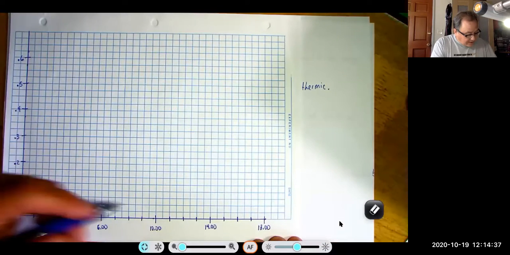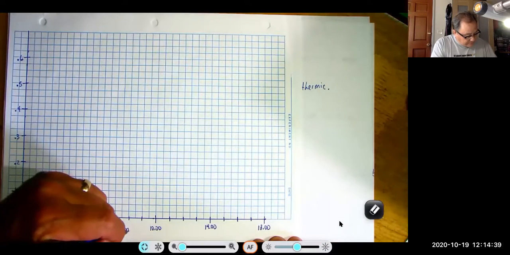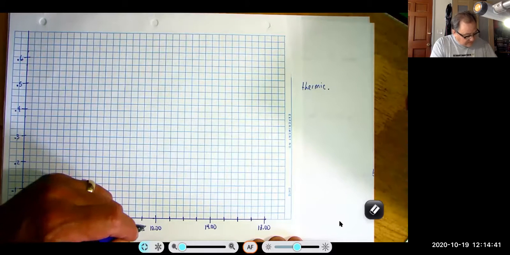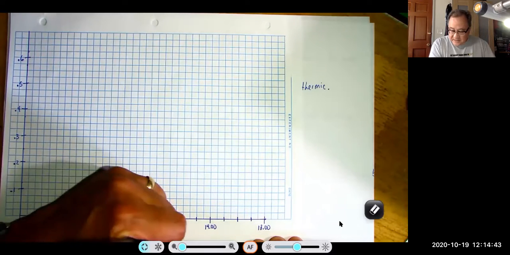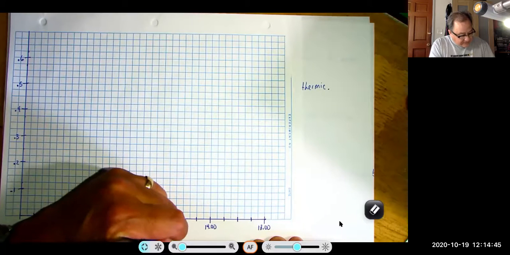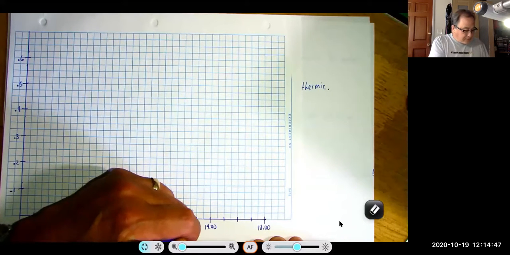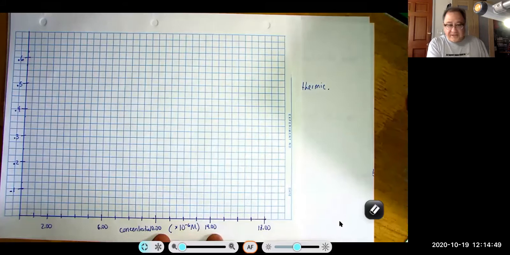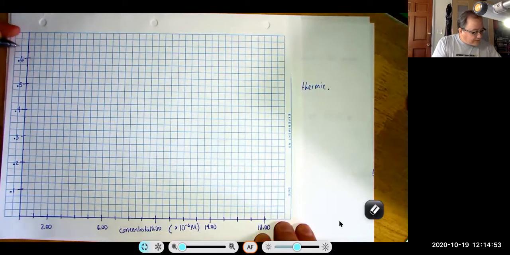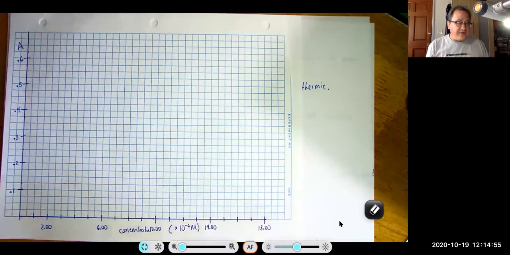Now this is going to be concentration. And I'm going to put times 10 to the minus 6 molar. And so by doing this here, I don't have to put 10 to the minus 6 for every number here. Here, this is absorbance, and absorbance, it turns out, doesn't have any units because it's a ratio of values.